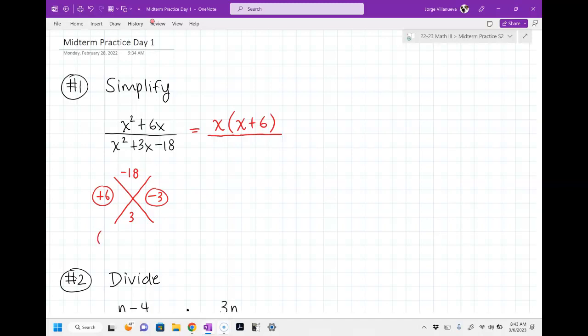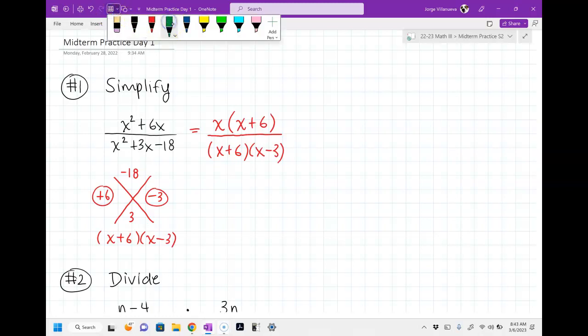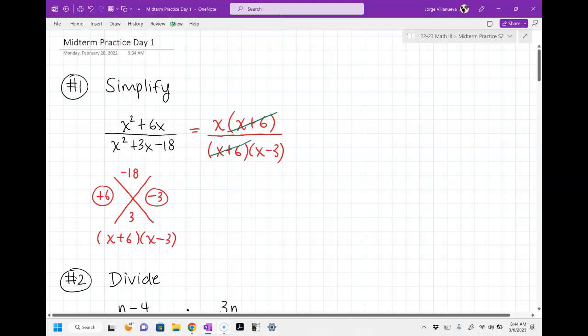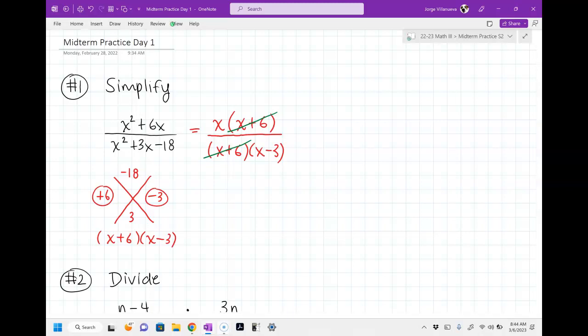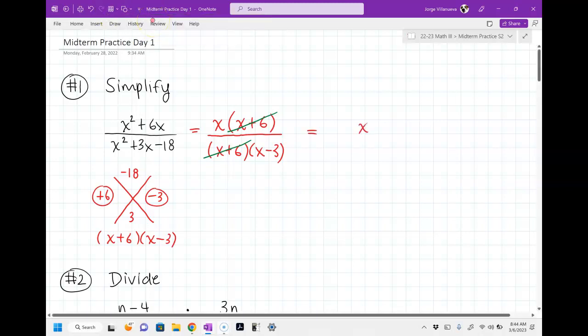That means that this factors into x plus 6, x minus 3. That's the bottom part, so I'm going to write it down: x plus 6, x minus 3. Can I cancel anything here? The x plus 6's, because they match. Okay, identical. So all that's left is x over x minus 3. Okay, so x over x minus 3.